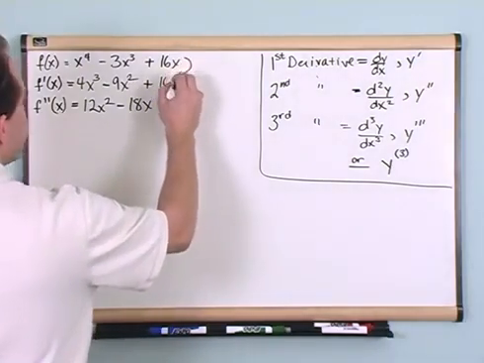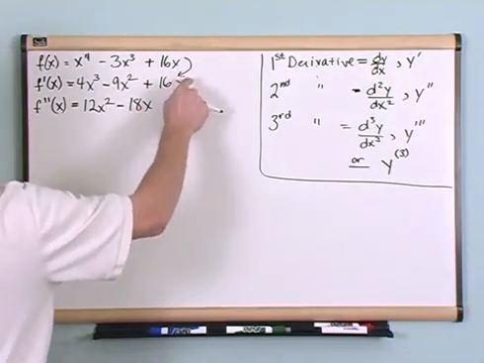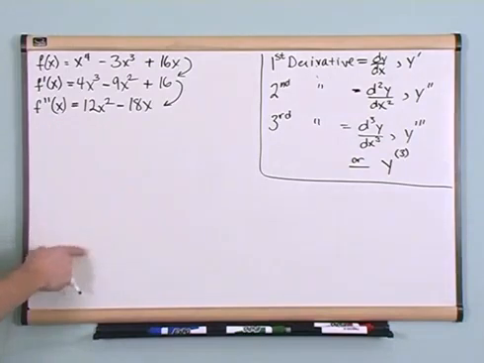So take the derivative of this to get to here, take the derivative of this to get to here, and you can keep taking derivatives until you're blue in the face. You could take the third derivative, the fourth derivative, and so on.